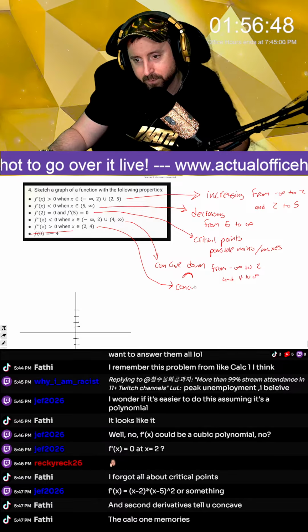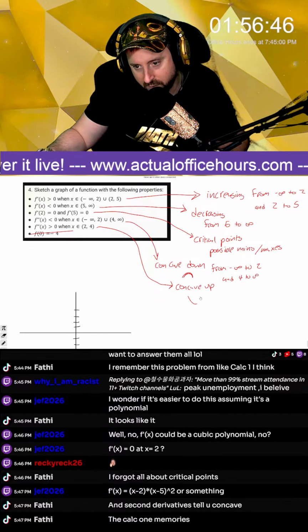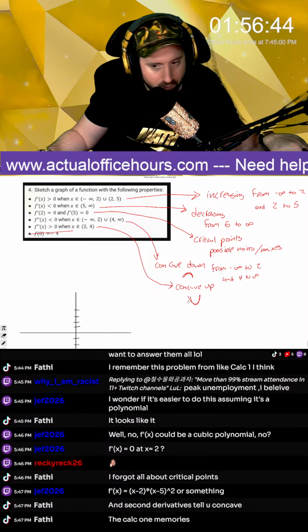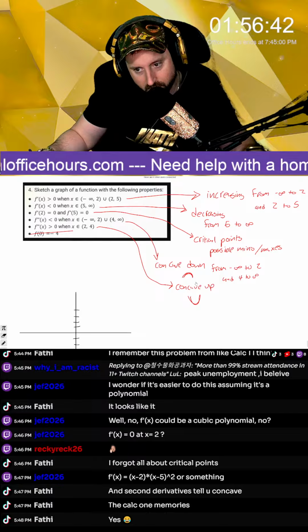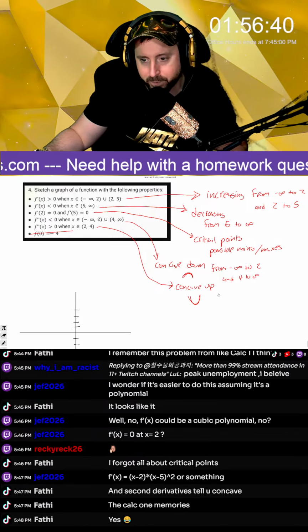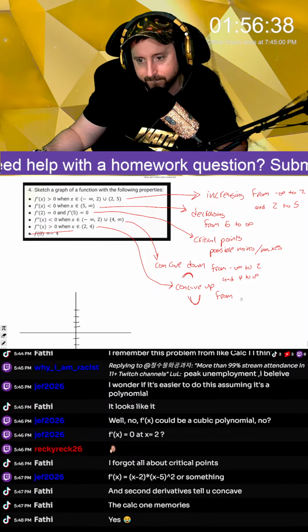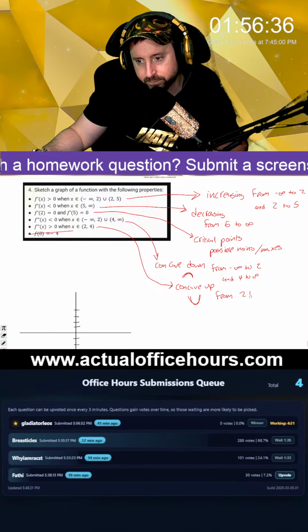And then this is concave up. Concave up means happy face. Concave up from 2 to 4.